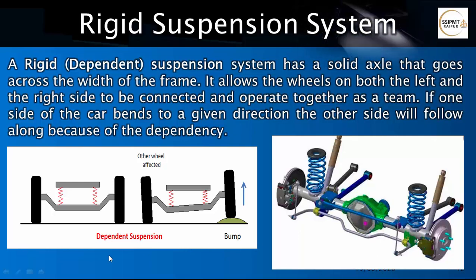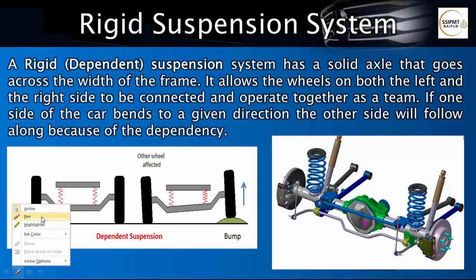So you can see here a picture, a diagram of a dependent suspension system. There is a single axle, and if a bump comes in contact with one tire, the other wheel is also affected. You can see here, if one is affected, the other is also affected. So if one side of the car moves in a given direction, the other side will follow along because of the dependency. Because of this dependency, it is known as dependent suspension system, and it is also known as rigid suspension system.